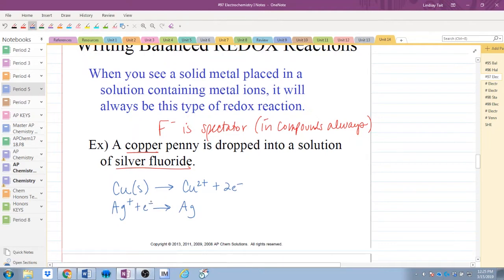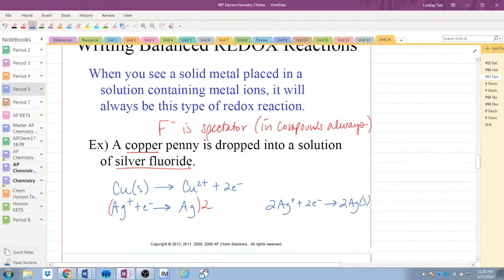So last step, need to put them together. But what's going to happen before I put them together? I got to balance the electrons. What's my least common multiple here? 2. It's going to be 2. All I need to do is just double this reaction. So I'm going to rewrite it over here because I think we can handle this. So 2 silver ions plus 2 electrons yields 2 silver atoms.